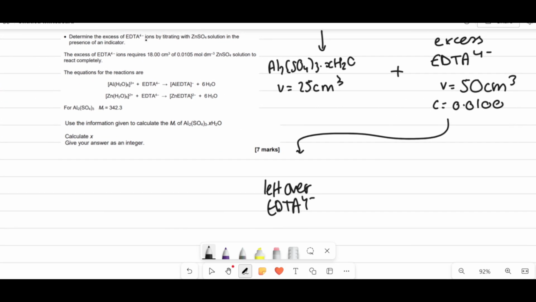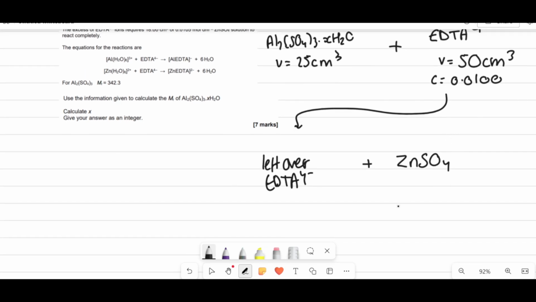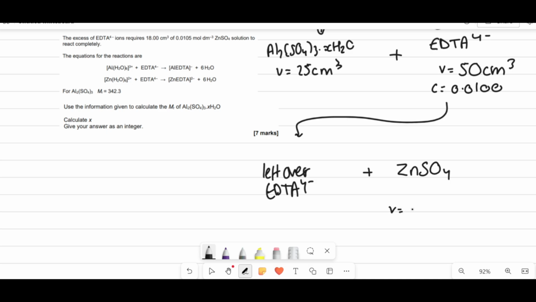So determine this by titrating it with this, right? Again, don't just say titrating with, make sense of what they're doing. Are they adding something or not? So here, yes, they are. They're titrating it with, or adding this to, ZnSO4 in the presence of an indicator. The excess of EDTA4 minus requires, oh, there's a volume there. So the volume is 18.